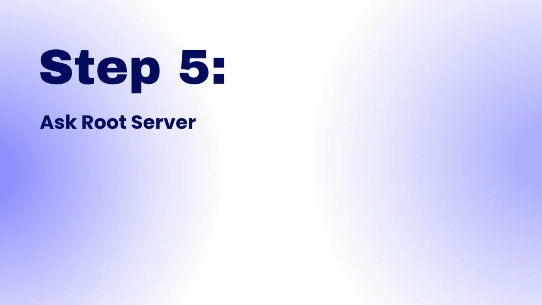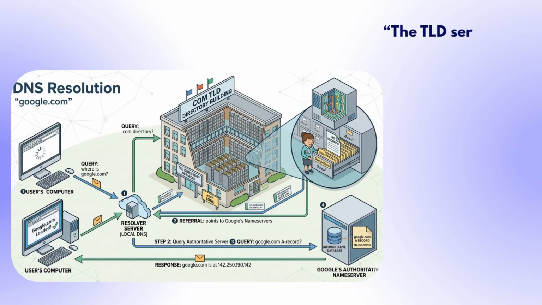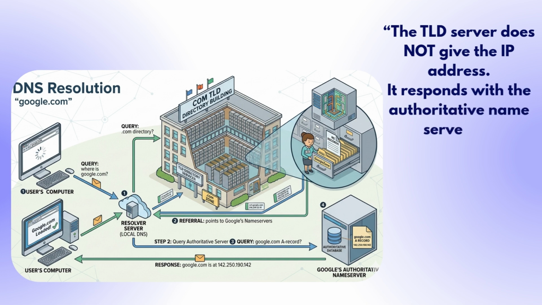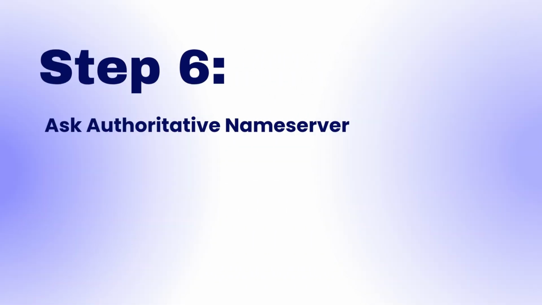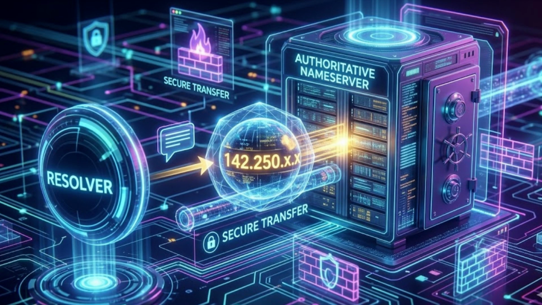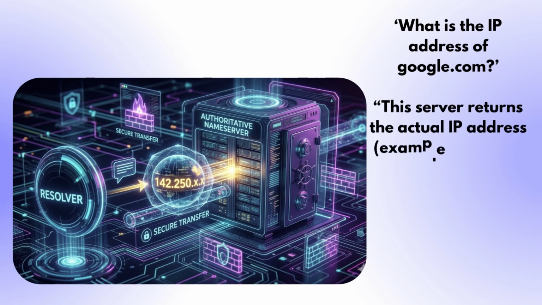Step 5. Now the resolver asks the .com TLD server, who handles google.com? The TLD server does not give the IP address. It responds with the authoritative name server for google.com, the server that actually knows the correct IP. Step 6. Now the resolver asks the authoritative server, what is the IP address of google.com? This server returns the actual IP address.